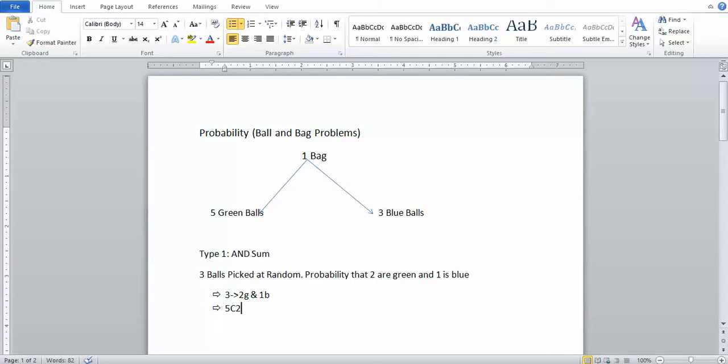5C2. Why? Because we are taking 2 balls out of 5 balls, into, and means in into, that is multiply, 1 ball out of 3, that is 3C1. Put it in a bracket, divided by 8C1.